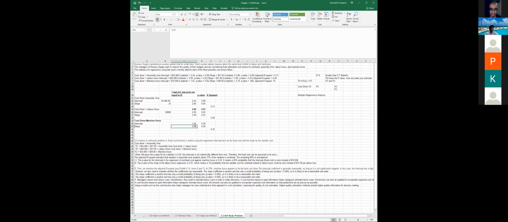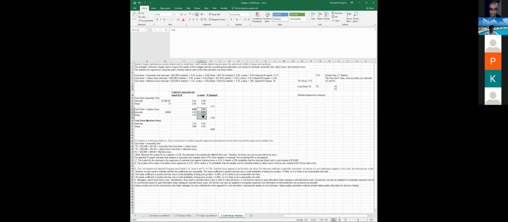Well, I like the t-value, it's over 2. The r-squared is very good. Well, not very good, but it's 70%. The only problem with this one is the p-value is 25%. So this one has a very low r-squared. So that means a driver is only 46% of the time related to labor hours.